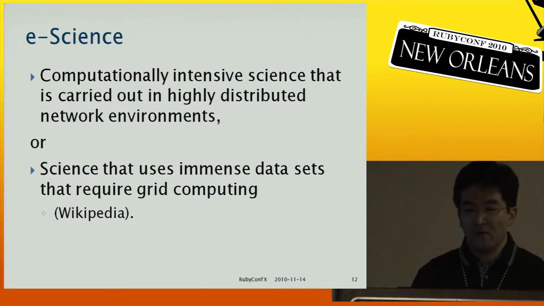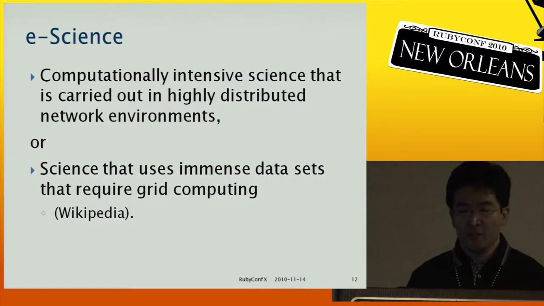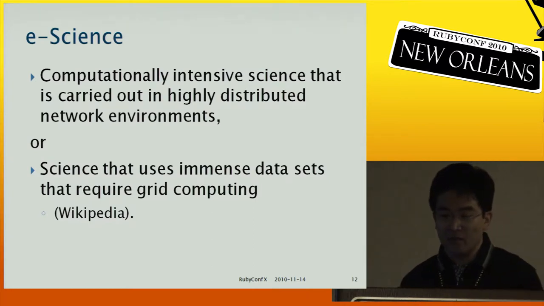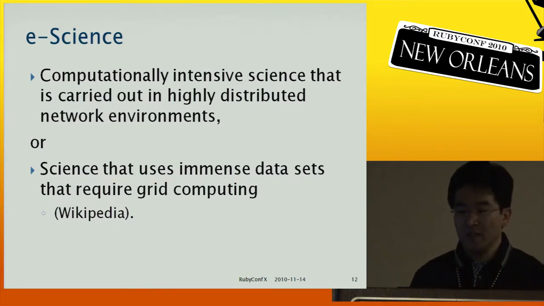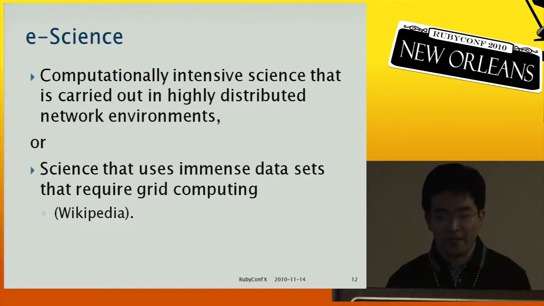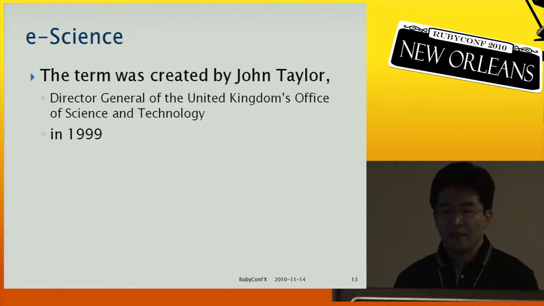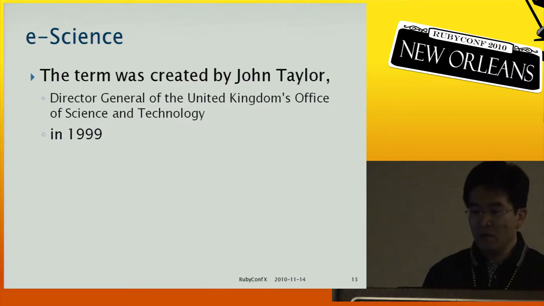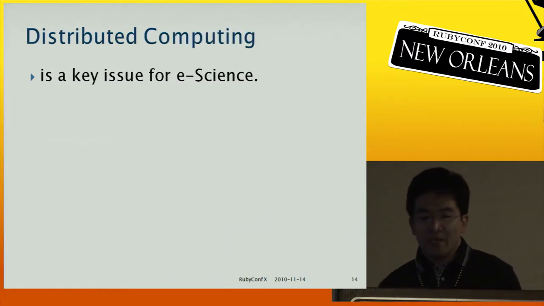E-science is a term for large-scale science which requires distributed computers. From Wikipedia, e-science is computationally intensive science that is carried out in highly distributed network environments, or science that uses immense data sets that require grid computing. The term was created by John Taylor, Director General of the United Kingdom's Office of Science and Technology in 1999. In order to achieve this in science, distributed computing is a key issue.